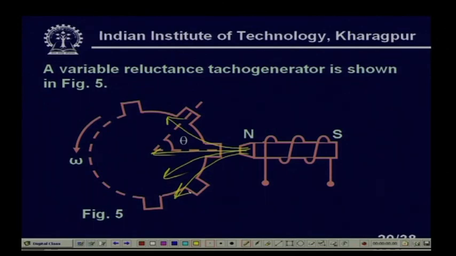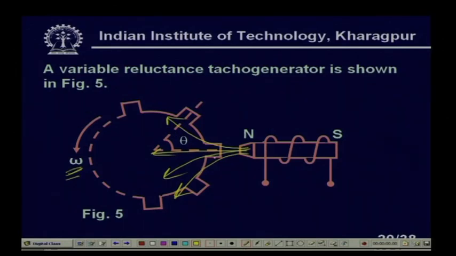When the tooth or blade comes very close, actually this gap is very small. Just for the sake of understanding, we have drawn such a larger gap. Theoretically, in the variable reluctance tachogenerator, this gap is very small. Then whenever it comes very close, reluctance will be small and flux will be high. Suppose this wheel is rotating in the anti-clockwise direction with the angular velocity of omega.